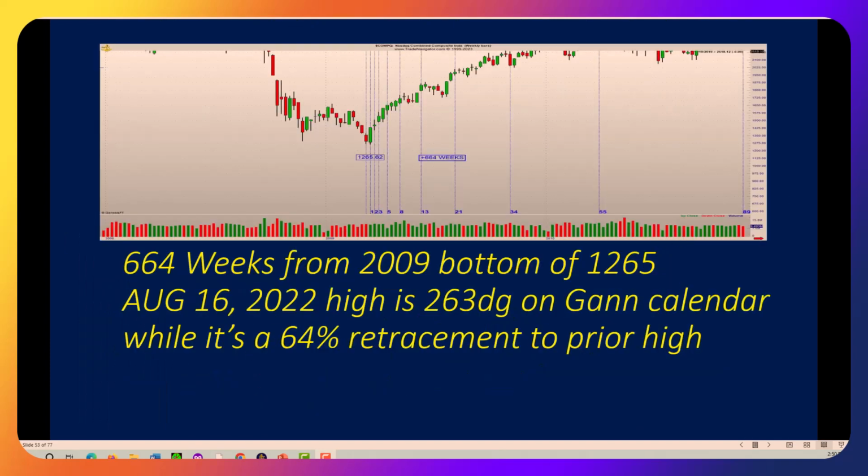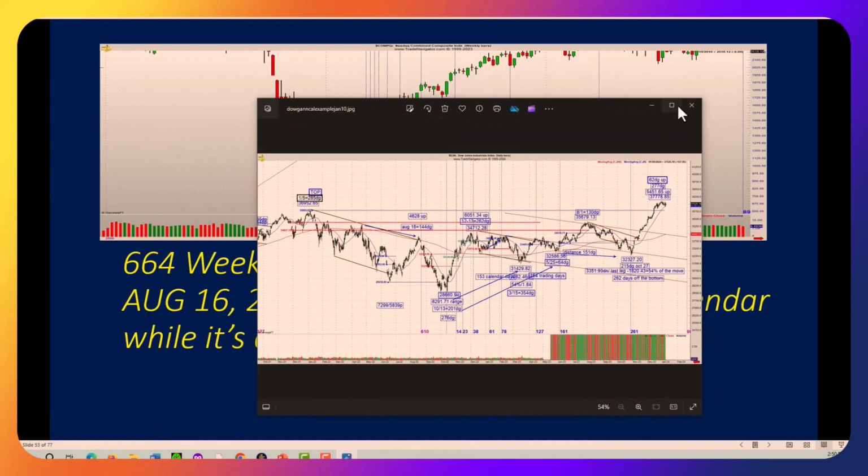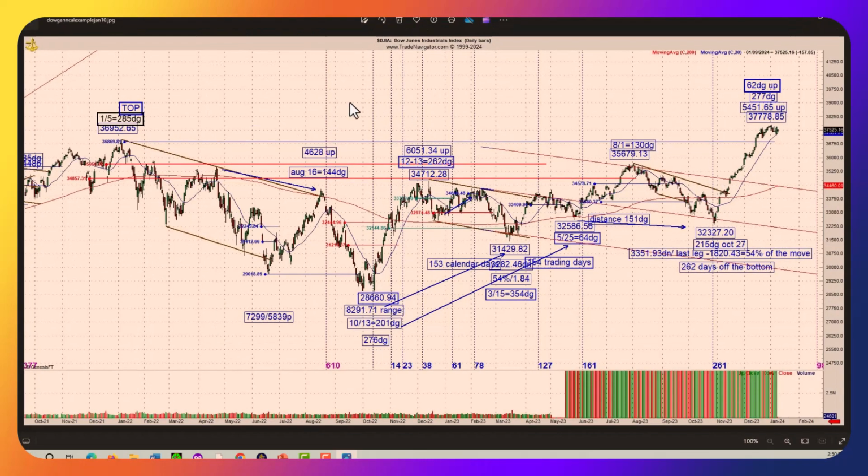Okay, so let's put this one up. That was the NASDAQ. This is going to be the Dow. The Dow has a little bit of a different configuration, but you could see that August 16th was also the high here, and December 13th was another important high, the 262 DG vibrational day of the year.